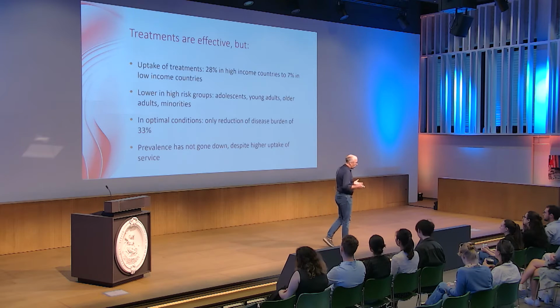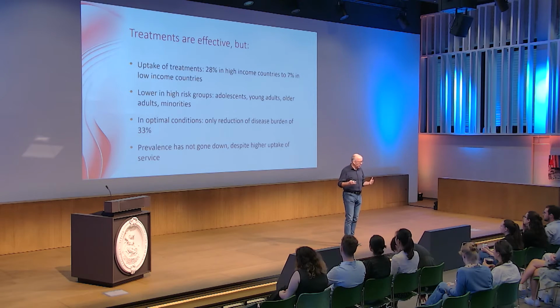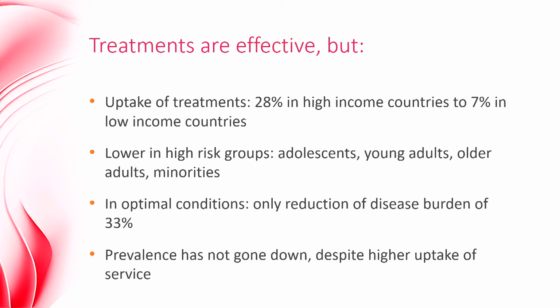So treatments are effective, not too effective, but the uptake is low. In fact, only a small minority, mostly white, rich, highly educated people in high-income countries, use mental health services. And many minority groups, other age groups, adolescents, older adults, and people in low and middle income countries hardly have access to mental health care.